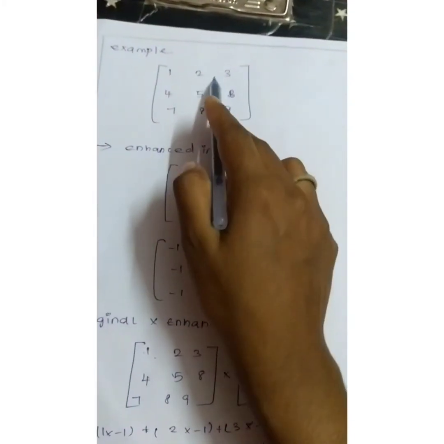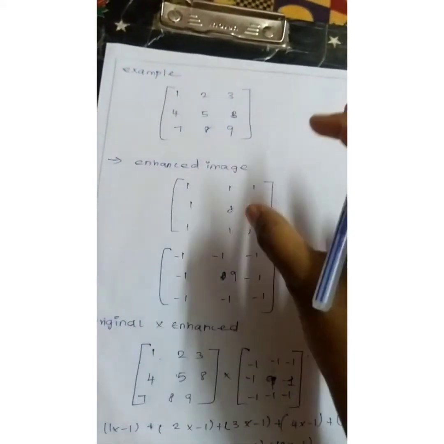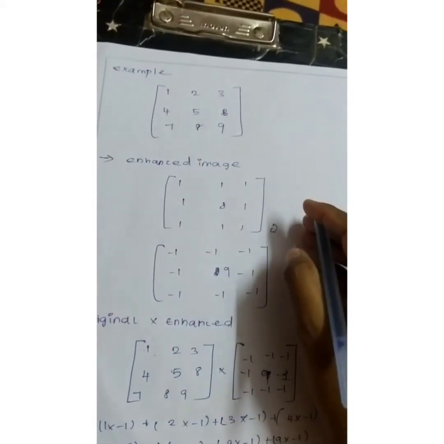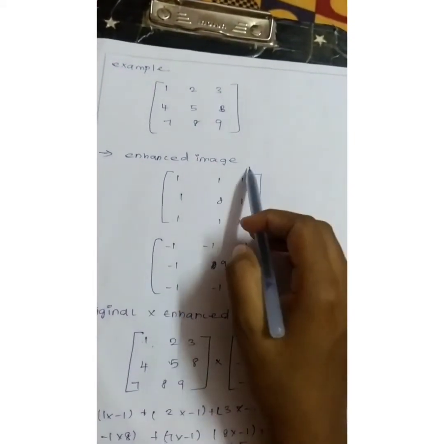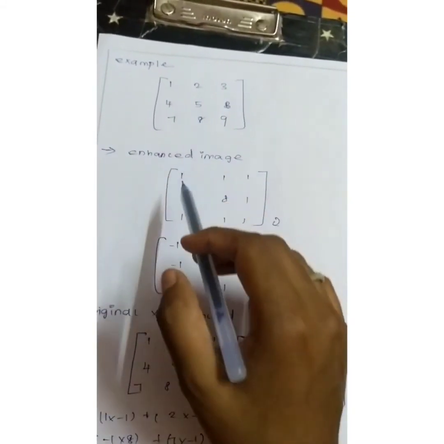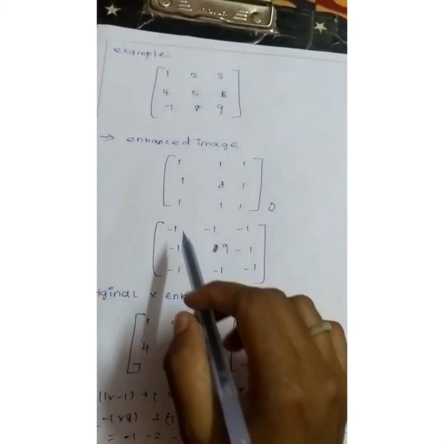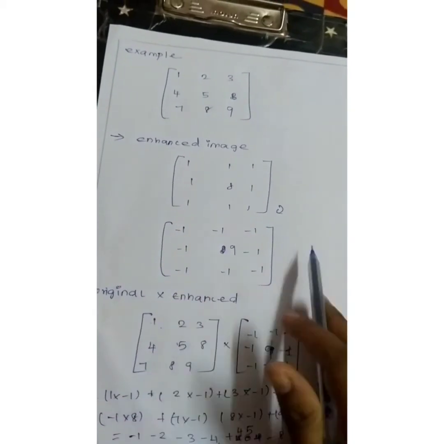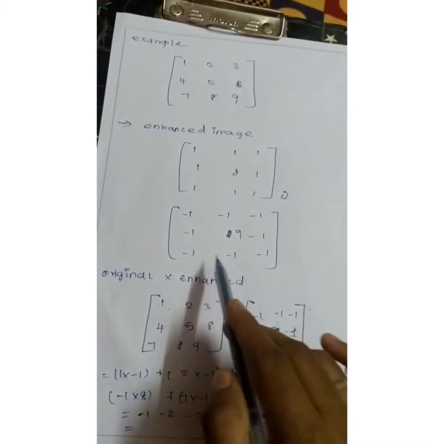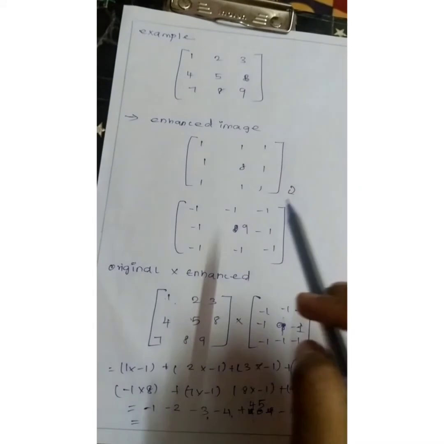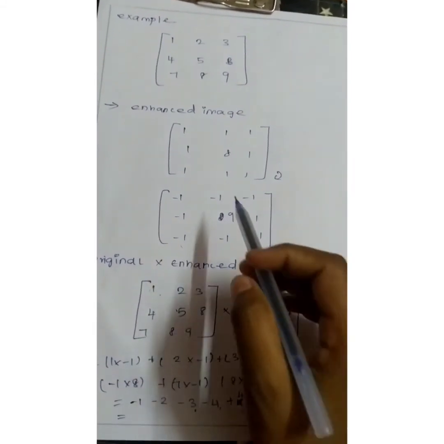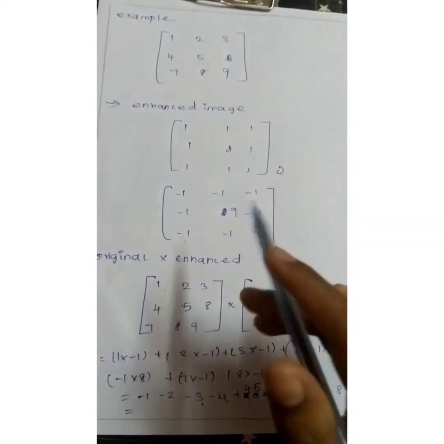For example, here is the given matrix. The image is represented in matrix form, and this is the enhanced image. The edges of the kernel should be 0, or otherwise minus 1, and the center element should be incremented.